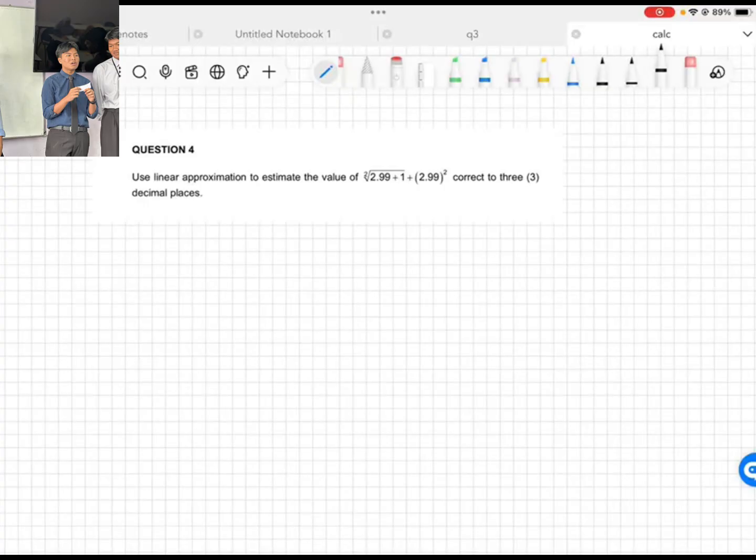Assalamualaikum. Today we will solve question 4. First, we need to find x1. Our x1 is 2.999, and then we need to find x0. x0 is 3. We need to find the nearest number to 2.99. After that, we need to write back our equation, but we need to change our 2.99 into x, like this.